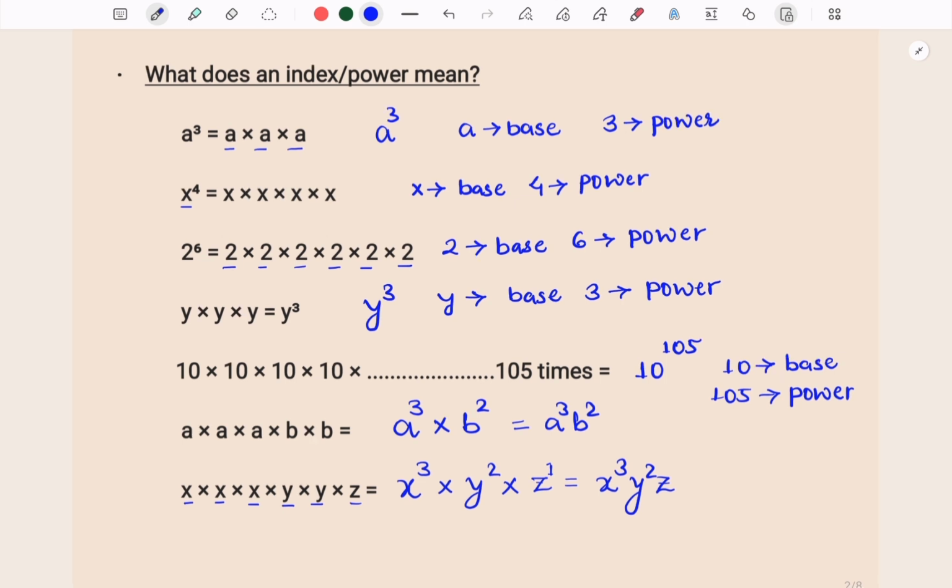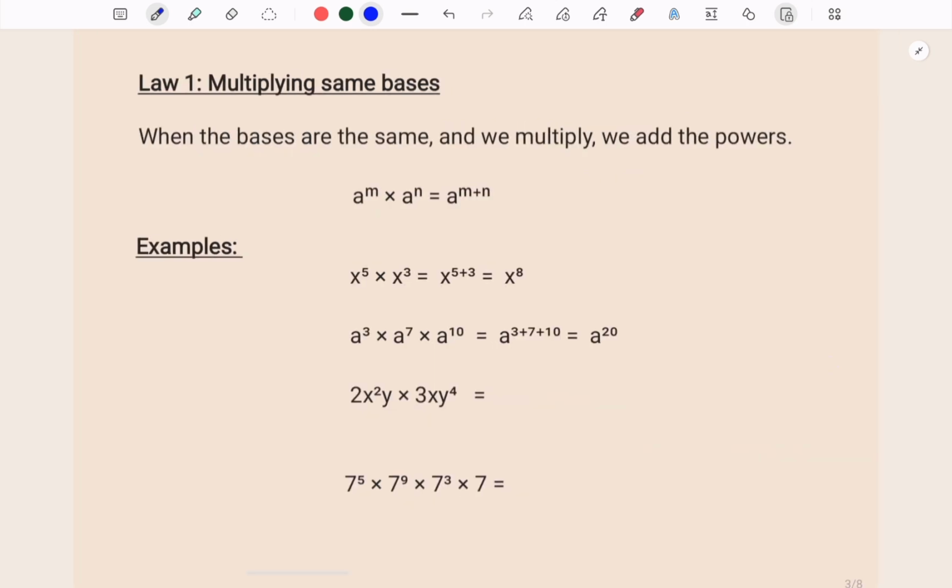So before we move to the actual laws of indices, make sure you are comfortable with the idea of indices and what they stand for. Okay? Now let's look at our first law. When the bases are the same and we multiply, we add the powers. See, here we have a raised to the power m, and here we have a raised to the power n. In both the terms, we have the base as a. So the base is same and we are multiplying.